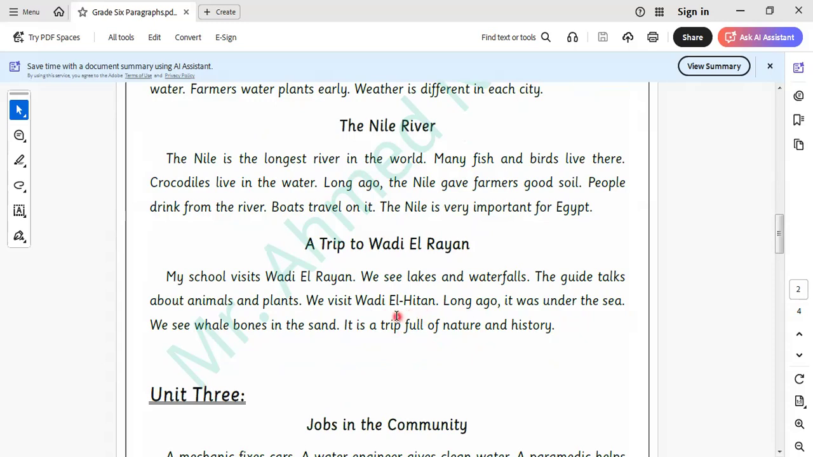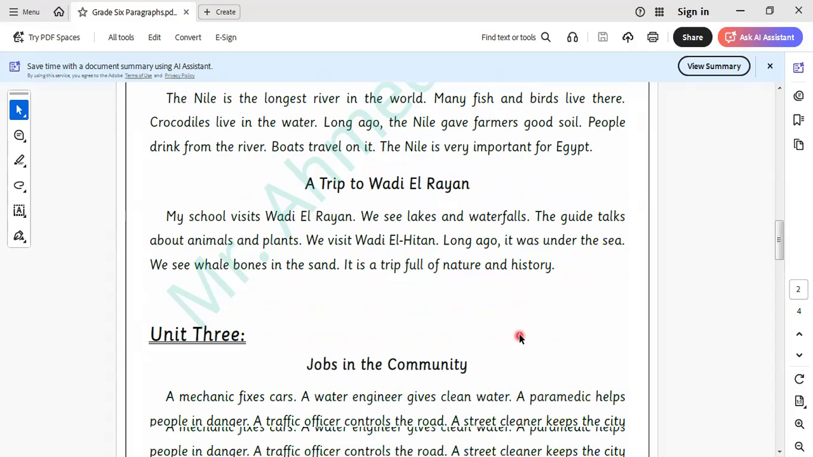The all parts of fish. Okay, Wadi Hitan. Long ago, it was under the sea. We see whale bones. This thing that I would like to know. The bones of the dead fish, like whale, like shark, and so on. Okay, we see all bones in sand. It's a trip full of nature and history.